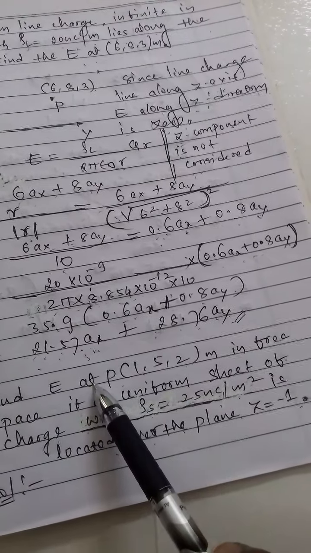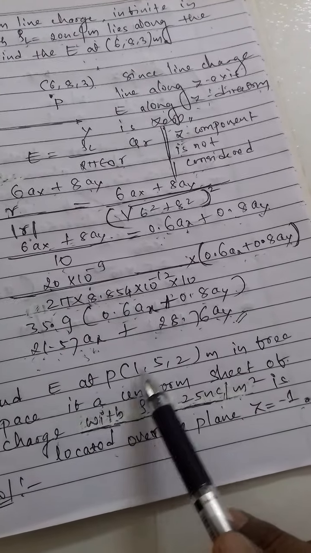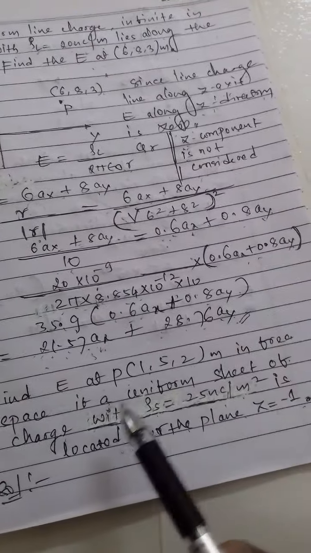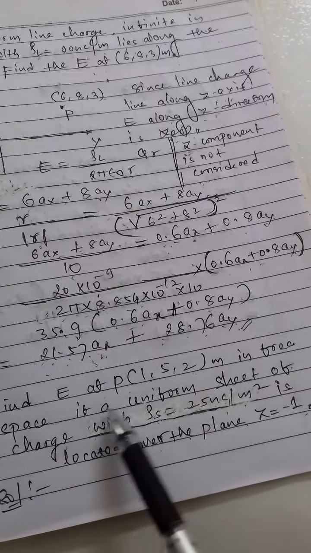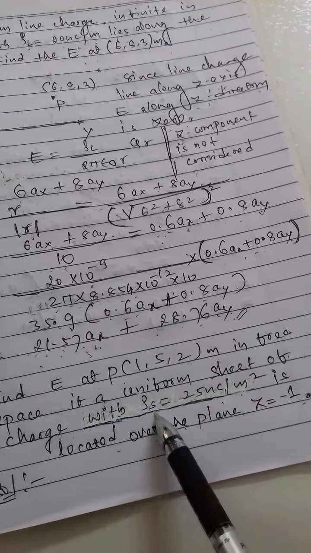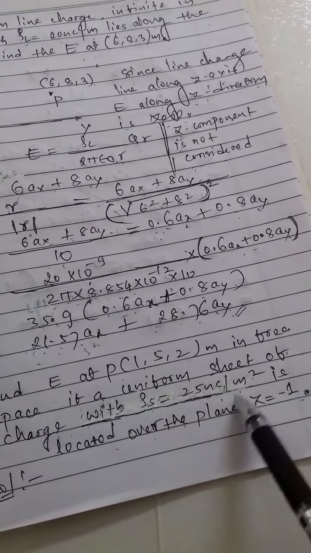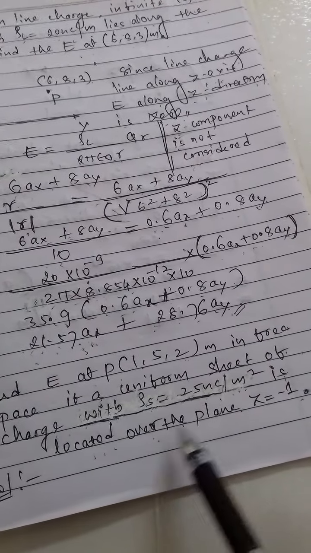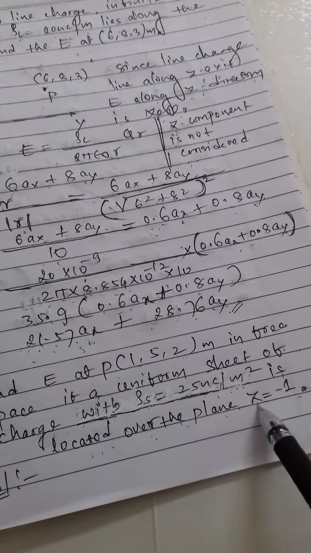Find the electric field intensity at point P (1, 5, 2) meters in free space, if a uniform sheet of charge with surface charge density equal to 25 nanocoulomb per meter square is located over the plane z = -1.